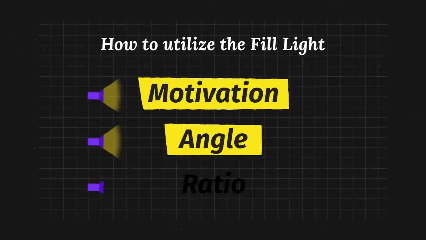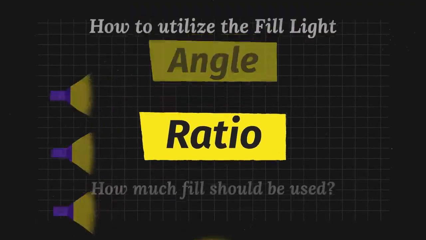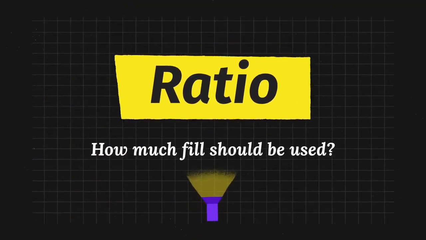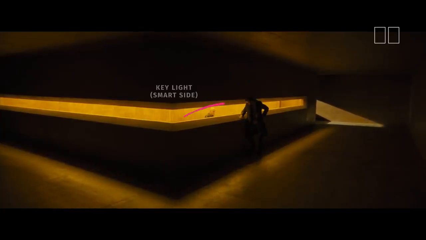Once a source and exposure is set, ratio comes into play. How much fill should be used? The intensity of the fill, relative to the key light, determines the contrast ratio. And it is this ratio that makes the fill light so vital to the overall lighting scheme.